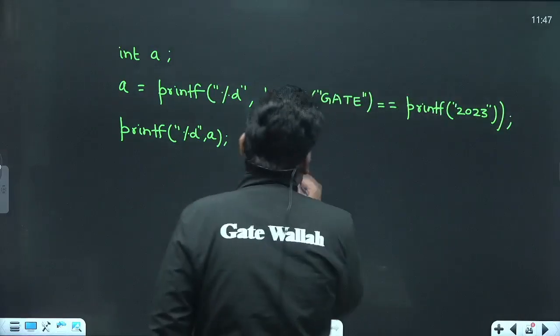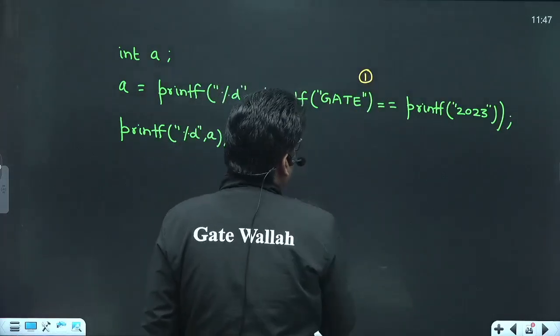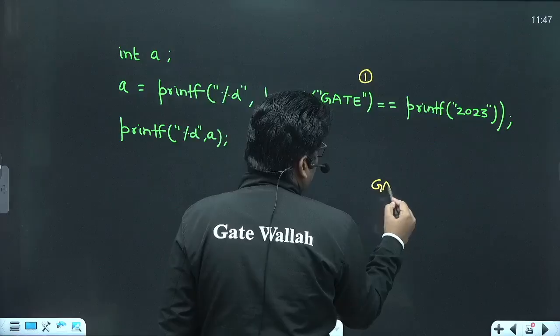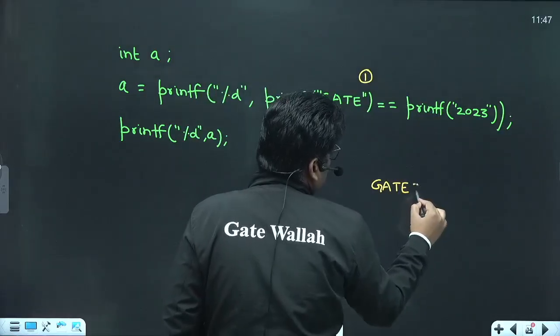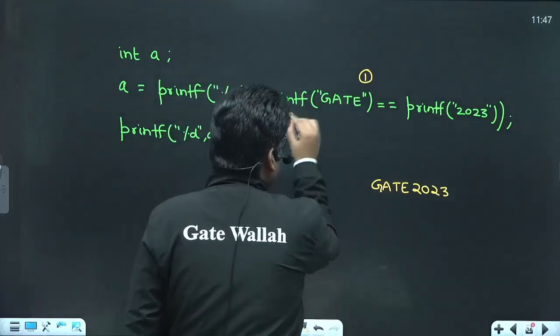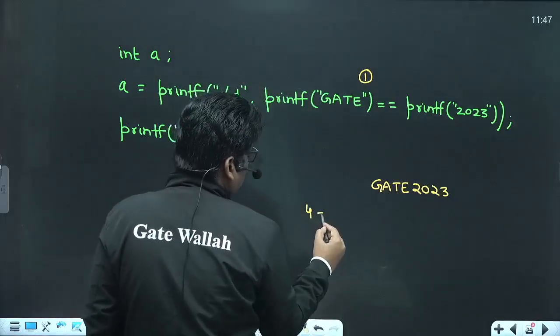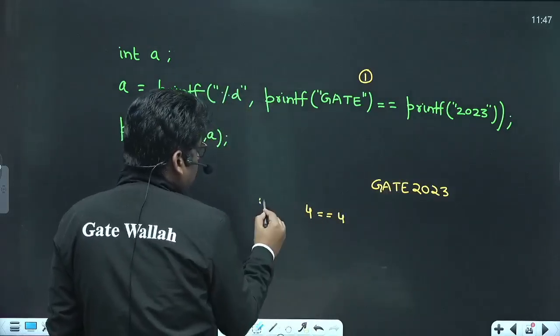Sir, first of all, this expression would be evaluated. Within this expression, this printf would be evaluated. That is why gate would be printed. Then printf 2023 executes. That is why 2023 is printed. What is the value of this printf? The value of this printf is 4. What is the value of this printf? The value of this printf is also 4.